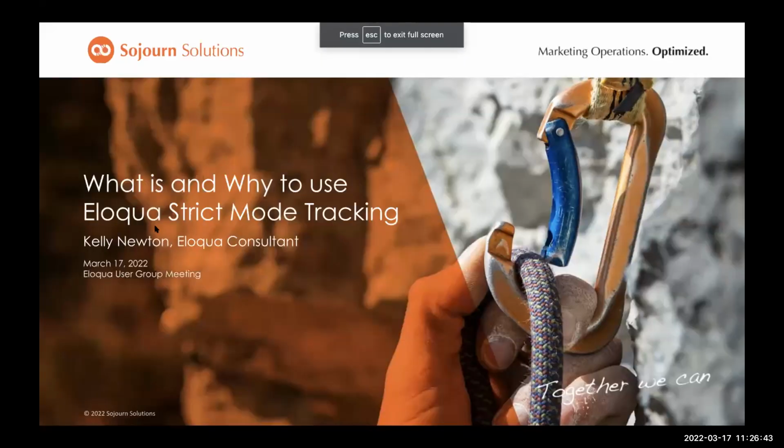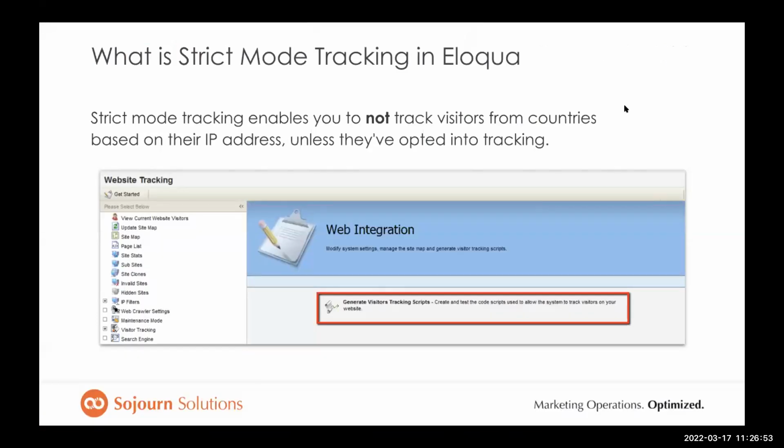All right, let me share my screen. All right, can we see that all right? Looks good. Okay, great. So yeah, we're going to be talking about what is and why to use Eloqua strict mode tracking. So what is strict mode tracking? It enables you to not track visitors from countries based on their IP address unless they've opted into tracking.